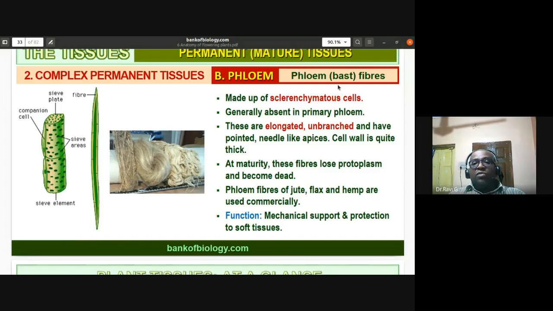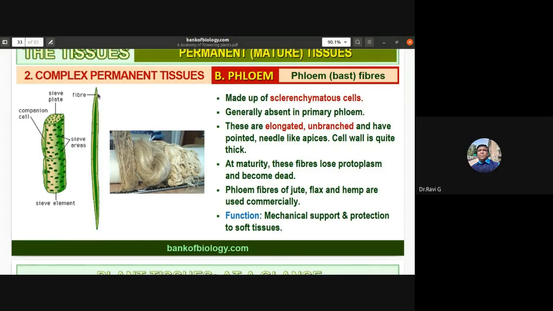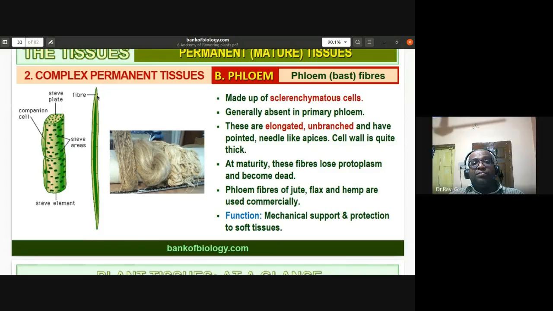So the phloem fibers, also called bast fibers, are made up of sclerenchymatous cells. They are absent in primary phloem. If you look into the fibers, they are elongated, unbranched, and they have pointed needle-like apices. Apices is the plural form.